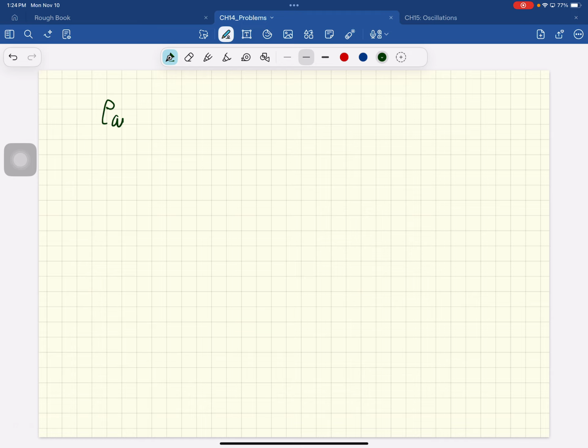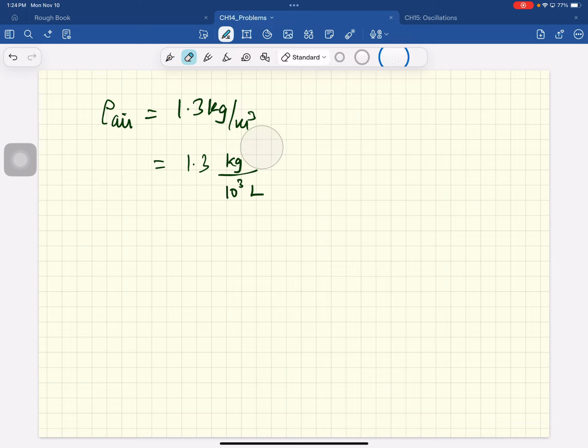Density of air is 1.3 kg per meter cubed. A meter cubed is 10 to the power of 3 liters, and a kg is 10 to the power of 3 grams. So it's 1.3 grams per liter. Roughly this bottle is a liter. So the density of air is about 1.3 grams per liter.